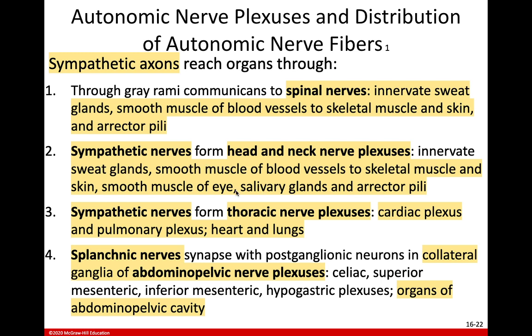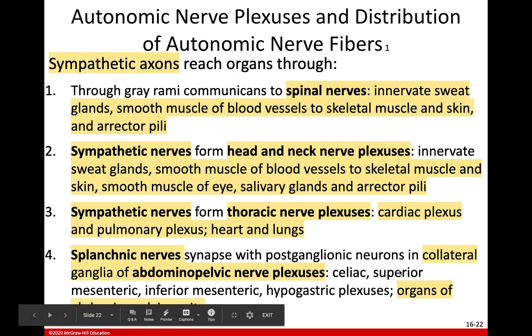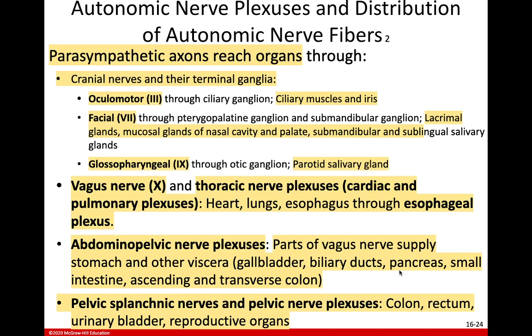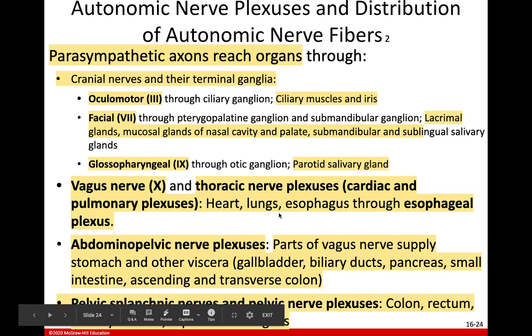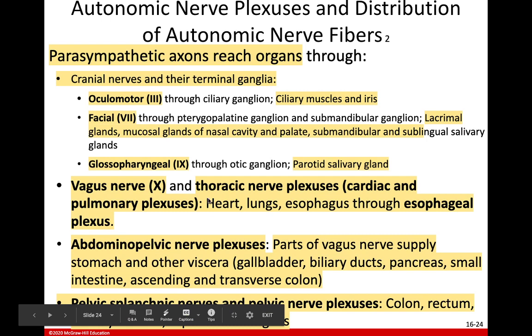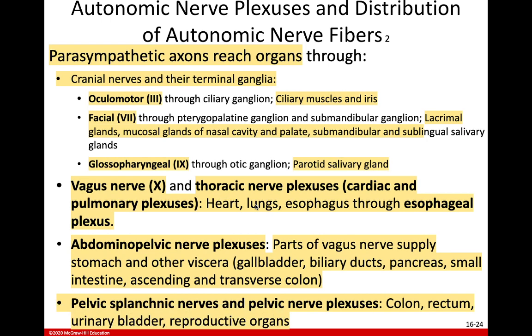sympathetic nerves innervating the eye. We have sympathetic nerves innervating the heart and lungs. We have splanchnic nerves innervating the organs of the abdominal pelvic cavity. And then we go over here to the parasympathetic axons, and we have a lot of the same thing. We have cranial nerves innervating the eyes. We have the vagus nerve, which is another cranial nerve, as well as pelvic splanchnic nerves innervating the heart, lungs, digestive organs, reproductive organs. So, is that a mistake?